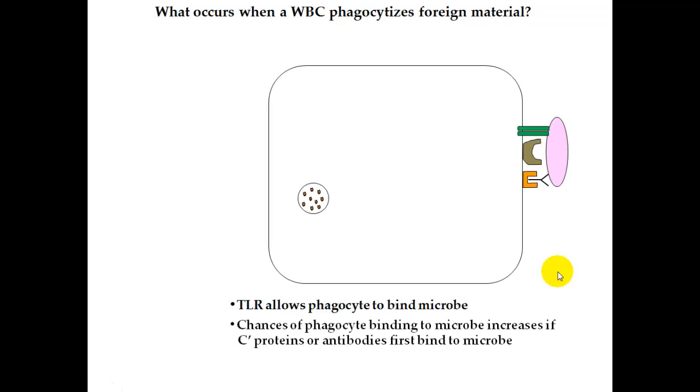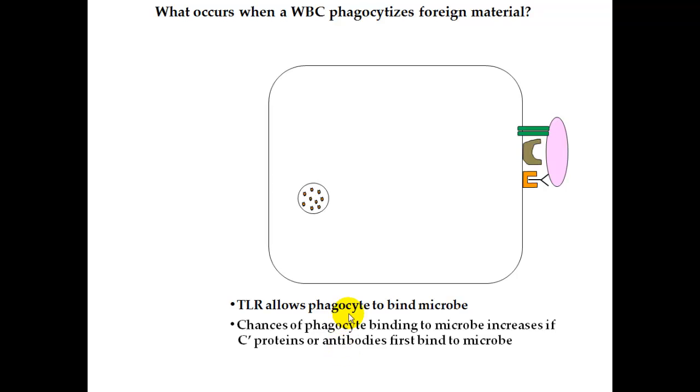So the point here is that phagocytes, even if there aren't any complement proteins and even if there aren't any antibodies bound to that bacterial cell, that phagocyte could still potentially attach to it because of that toll-like receptor. But if there happens to be complement proteins, and if there happens to be antibodies binding to it, that just increases the chance that the phagocyte will bind to that bacterial cell.